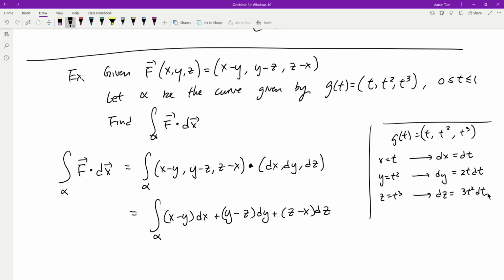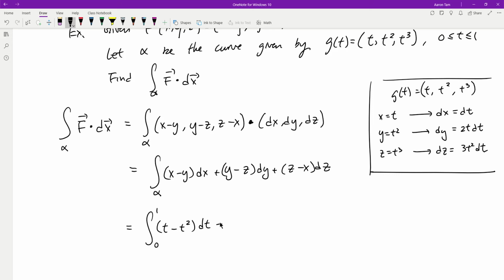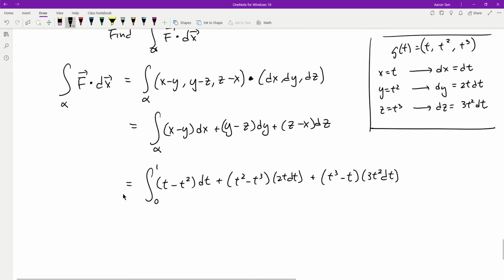And now I'm ready to convert my integral of x, y, z with dx, dy, dz into one single parameter, which is t. So now this integral is from 0 to 1, because that's what t travels through. x minus y becomes t minus t squared times dx, which is dt, plus y, which is t squared minus t to the third, times dy, which is 2t dt, plus z, which is t to the third, minus x, which is t, times 3t squared dt. So now notice that there's no more x, y, and z, they're all t. So now I can combine everything together.